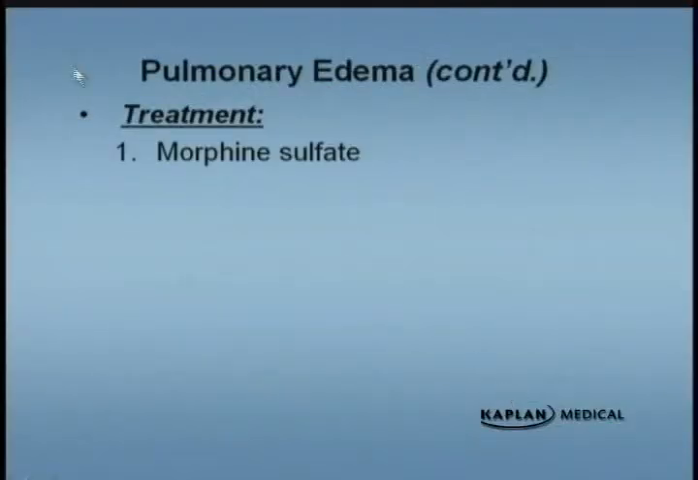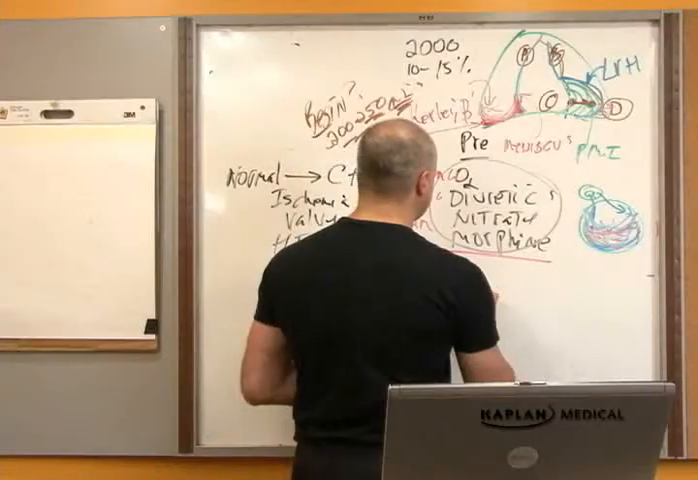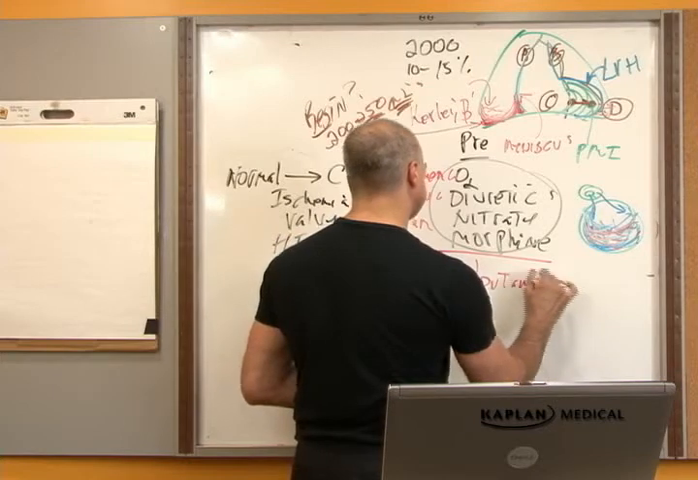Well, treat pulmonary edema. I have acute pulmonary edema: oxygen, diuretics, nitrates, and morphine. What happens if oxygen, diuretics, nitrates, and morphine do not work? The next best step is an acute inotrope, like dobutamine.